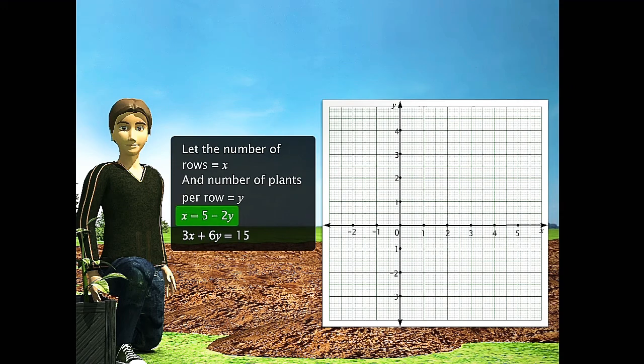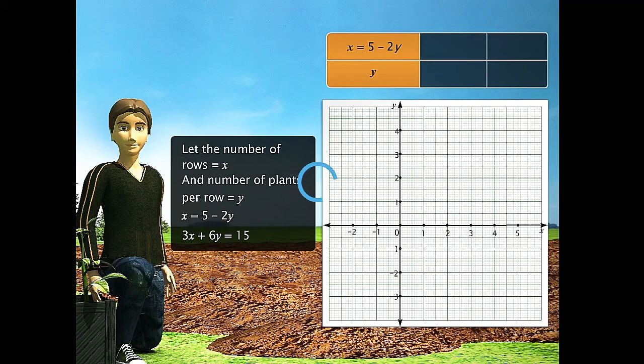First, we represent x equals 5 minus 2y graphically. Let's take 2 points satisfying the equation x equals 5 minus 2y. Taking values of y as 0 and 1, we get x as 5 and 3. Plotting these points and joining them, we get a straight line representing the given equation.